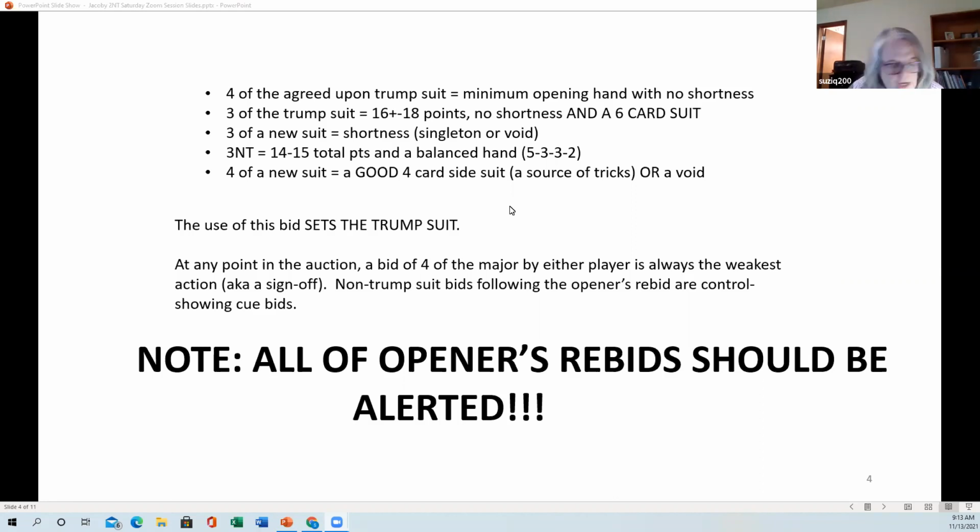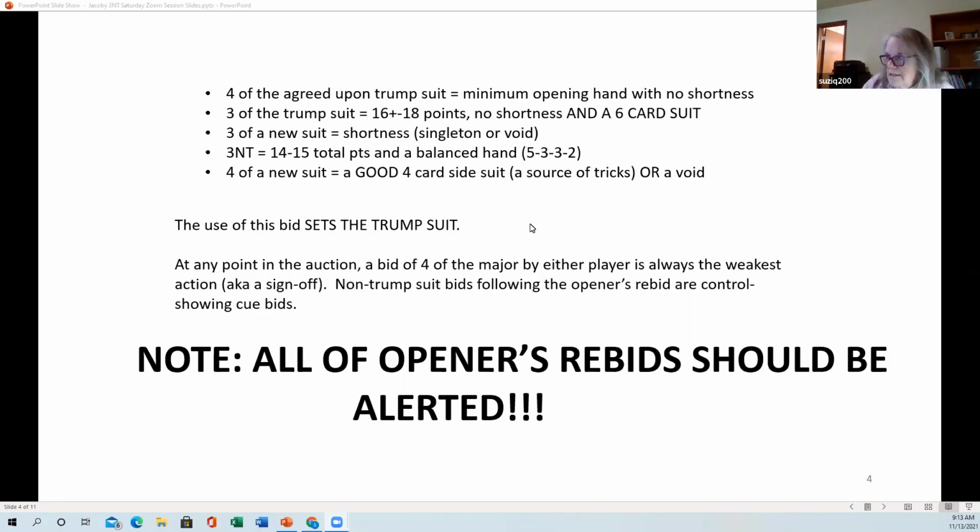And finally, even though responder did not bid the major suit specifically, the use of this bid sets the trump suit. Remember how we were talking in the series on slams about how you need to have agreed the trump suit either by raising or through inference? Well, using Jacoby 2 no trump sets the trump suit. The use of a splinter bid sets the trump suit as well. So we need no further suit agreement here. If we want to explore slam, we have now agreed that the major suit that opener bid is the trump suit.